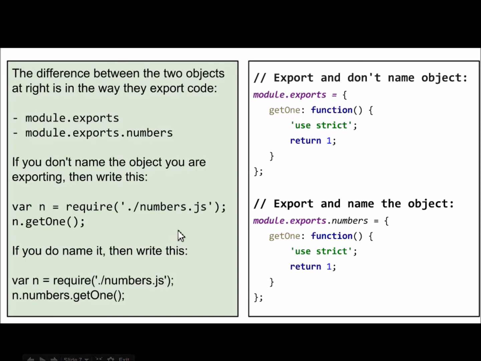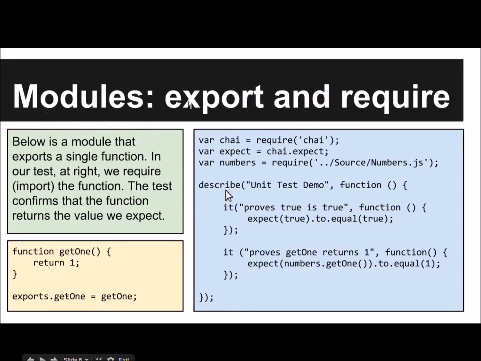Now, an example of this is here. The require object: we get chai out of here. We get the package chai with require, and then we pull out the expect object from it.